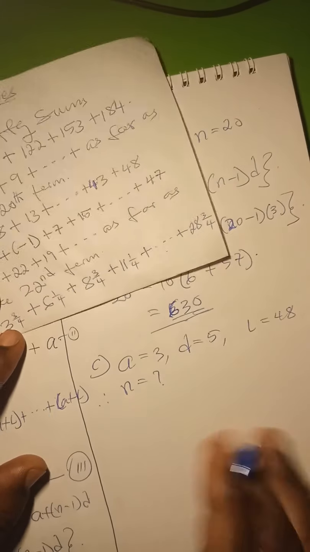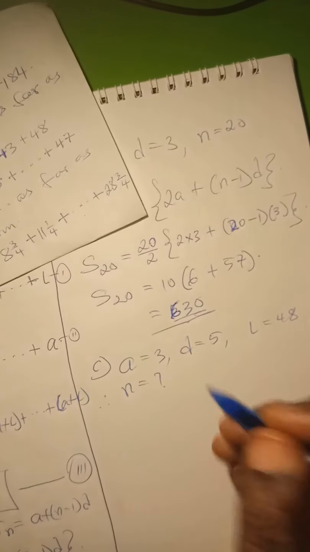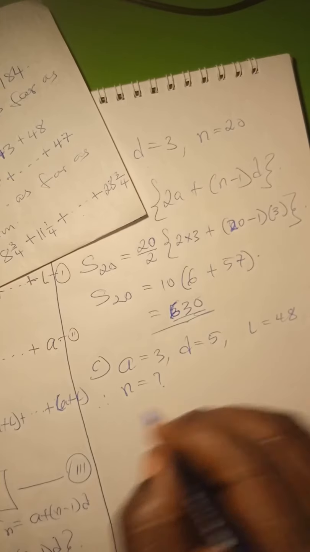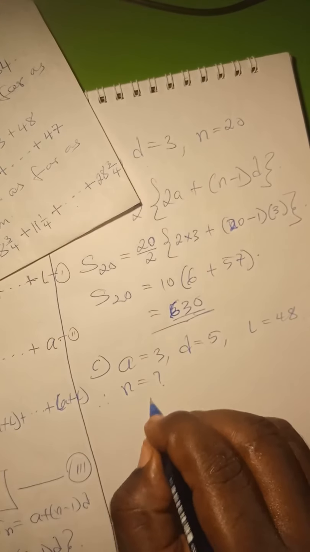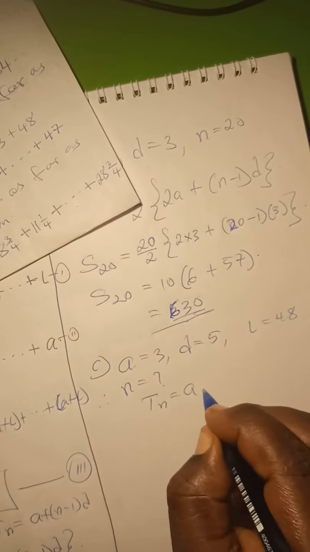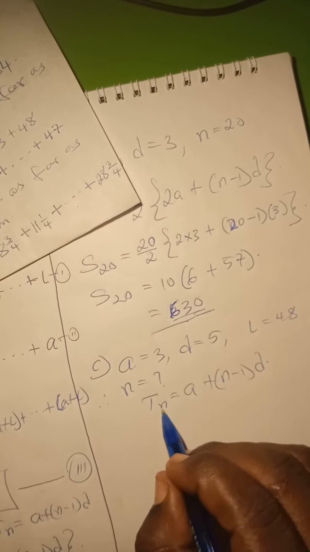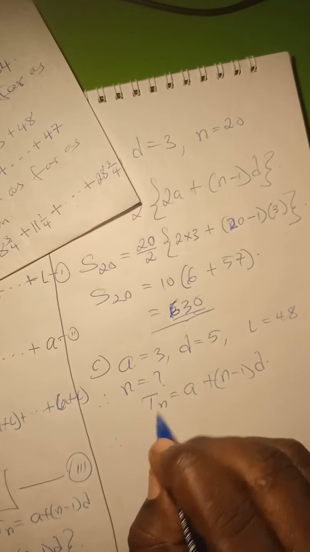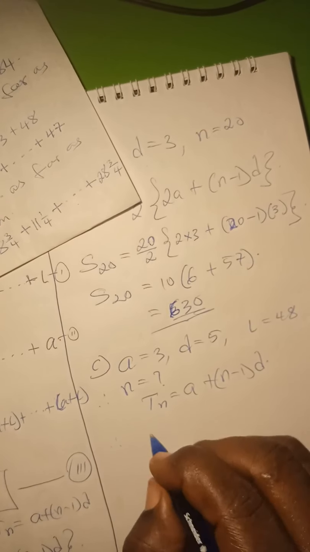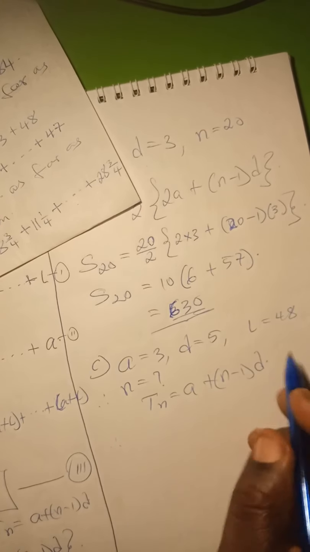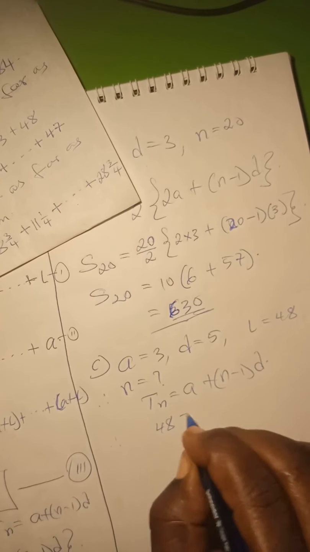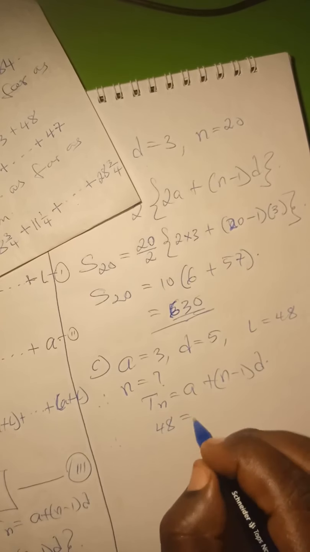How do we find n? Like in our previous video, we can link up n with Tn. Tn is equal to a plus n minus 1 d. Okay, so we can use this to find n. Because n is essential in the formula, the last term is 48. So I have 48. Link it up with the last term.